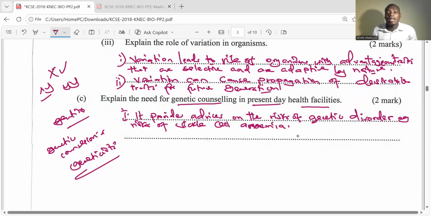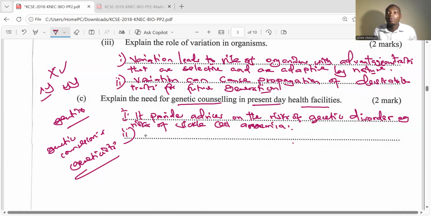Another genetic disorder we have is cystic fibrosis. That is another genetic disorder. Huntington's syndrome. Those are some of the genetic disorders we may experience. Are you getting that? Yes. Number 2, why we need genetic counseling.